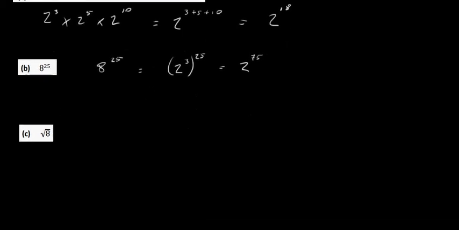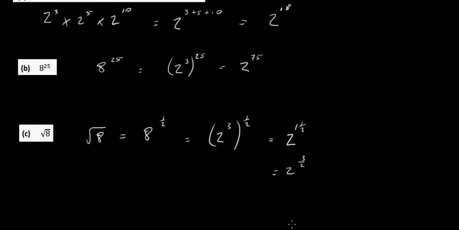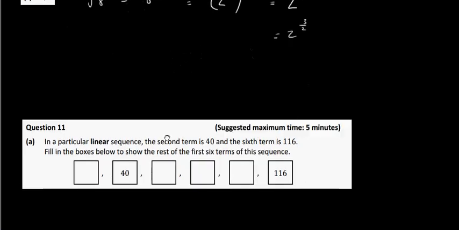Third part, we have the square root of 8. Well, that's just 8 to the power of a half. And similar to the previous question, 8 is just 2 cubed. So that's 2 cubed to the power of a half. And again, when you've got a power to a power, you multiply the two powers. So we get 2 to the power of 1.5, or 2 to the power of 3 over 2, which is usually the way you would write it. Okay, so that's the first question.